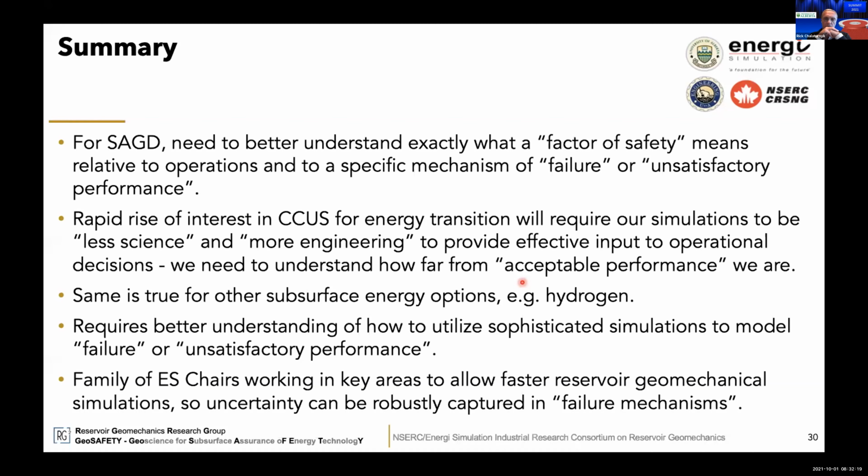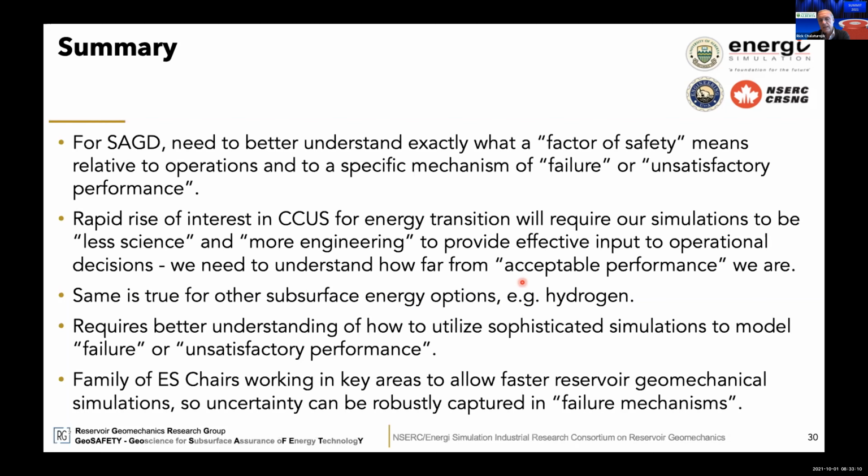If factor of safety is still something we need to do, it's really important that we understand what failure means, or what unsatisfactory performance means. I think there's a rapid rise in CCUS, which is a lot. Our simulations for CCUS have to be, and I'll get in trouble for this, less science and more engineering. People are going to expect from us on the subsurface side very difficult decisions when somebody is trying to defend a $1.5 billion investment in capture. Same for other subsurface energy options. How to model failure, what failure looks like, is really important, especially if we're going to utilize factors of safety.